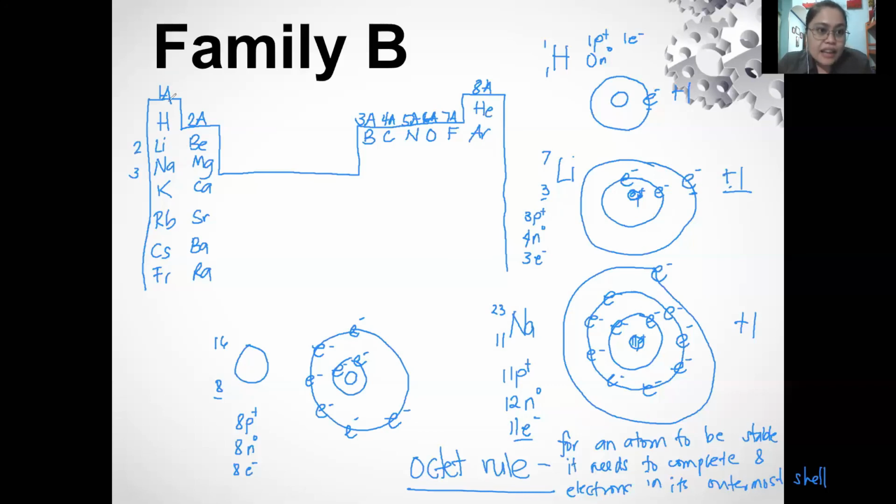lahat na nabilong sa group 1A ay positive 1. Silang lahat from hydrogen to francium ay positive 1. And then sa group 2A, automatic silang lahat ay positive 2. So from beryllium to radium, positive 2 talaga yan. And then, you have here group 3A, boron, and may aluminum yan siya sa baba. So, silang lahat naman ay positive 3.